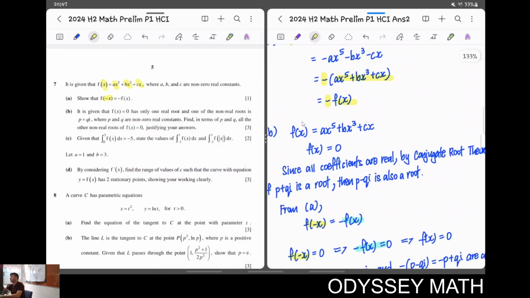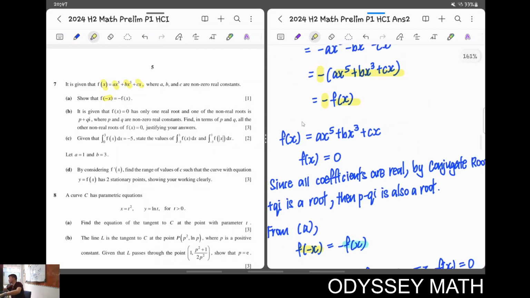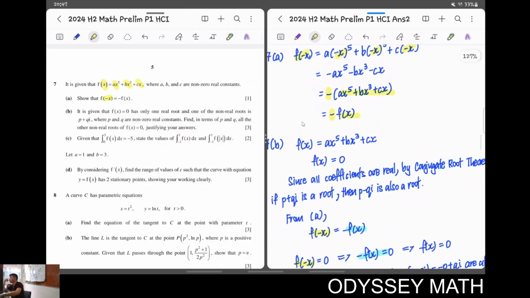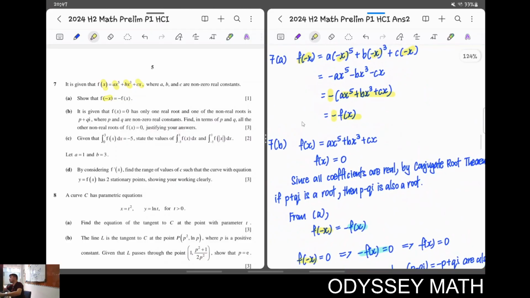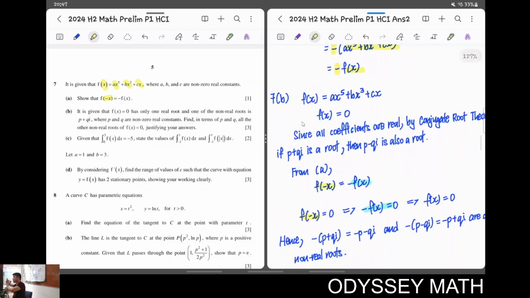So the fact is that f(x) equals to ax to the power of 5 plus bx cubed plus cx, right? So f(x) equals to 0. Since all the coefficients are real, we use the conjugate root theorem. If p plus qi is a root, then the conjugate p minus qi is also a root. 1 mark. Now here's the hard part. We know that, this one will be harder, from part A, f(-x) equals to -f(x).